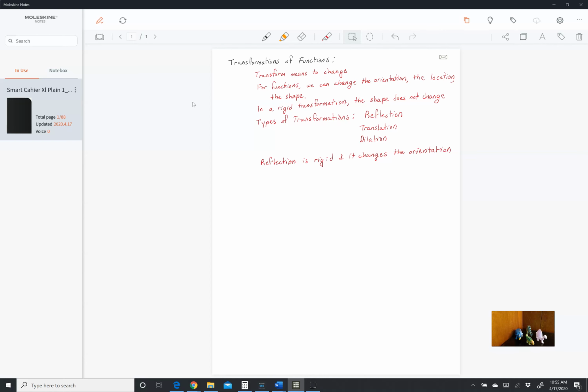This is where it might change, whether it's facing left or right or up or down. Reflection changes orientation. Translation is also rigid, because to translate something actually means to move it. So this changes location.